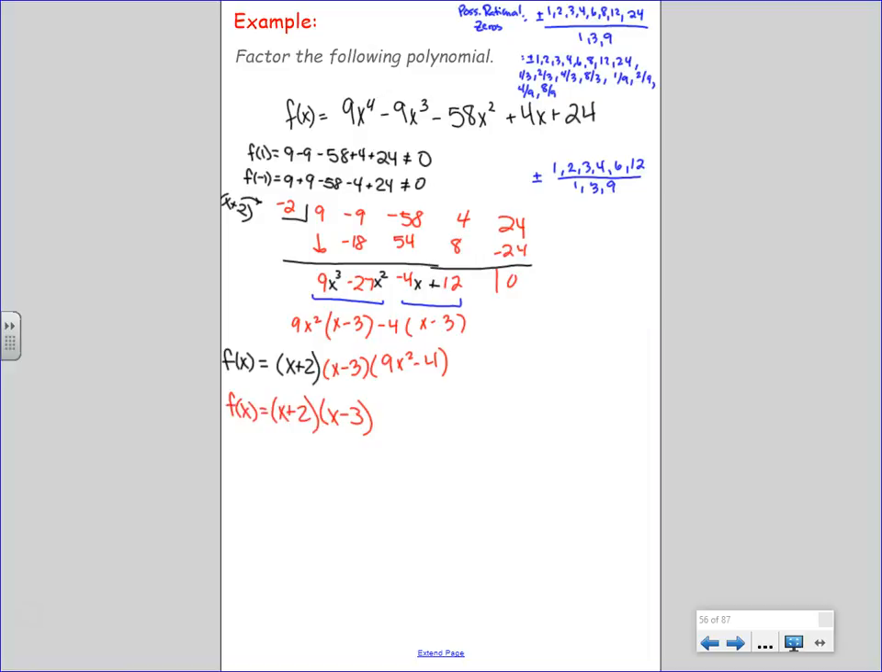X plus 2 is fine. X minus 3, he's golden. 9x squared minus 4, I can go one more step and say, who is the square root of 9x squared? Who's the square root of 4? This is a difference of squares.